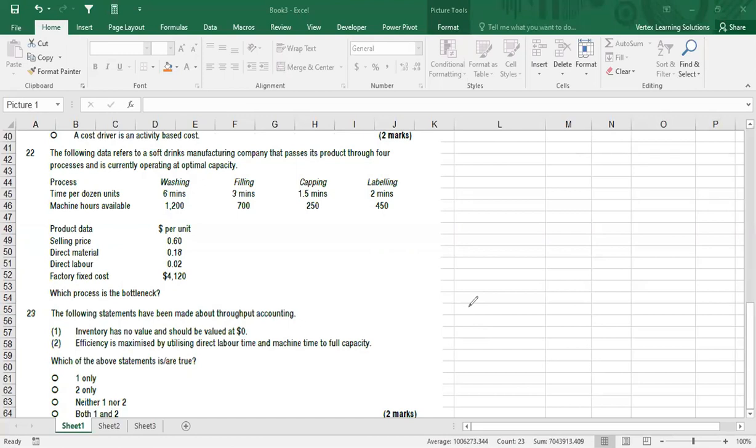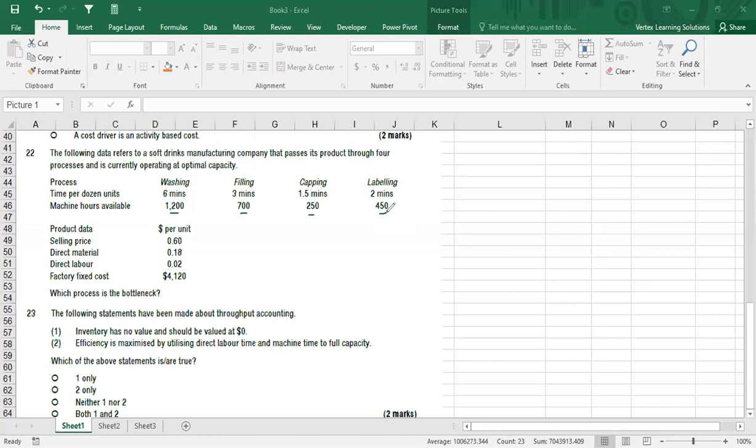Okay, so you have 4 processes: washing, filling, capping, and labeling. And time per dozen, dozen means 12. So time per 12 units is 6 minutes, 3 minutes for every 12 units, 1.5 minutes for every 12 units, and 2 minutes for every 12. And machine hours available: 1200 in washing, in filling 700, in capping 250, and in labeling 450. Okay, now, which is the bottleneck process? Actually, they are asking us.